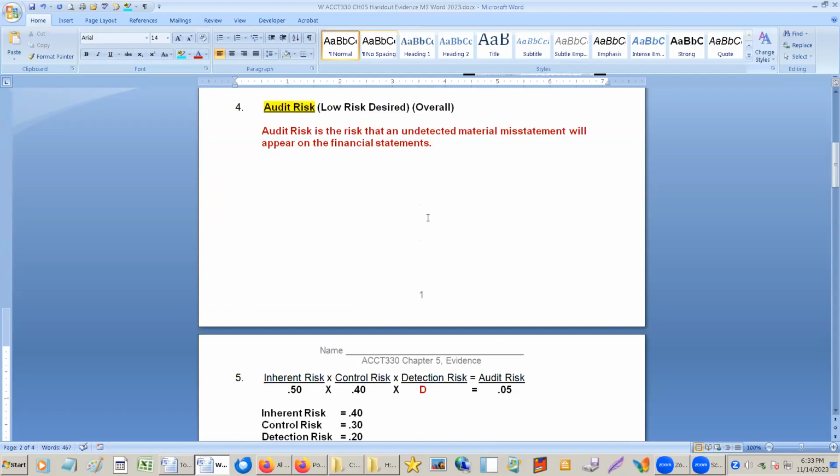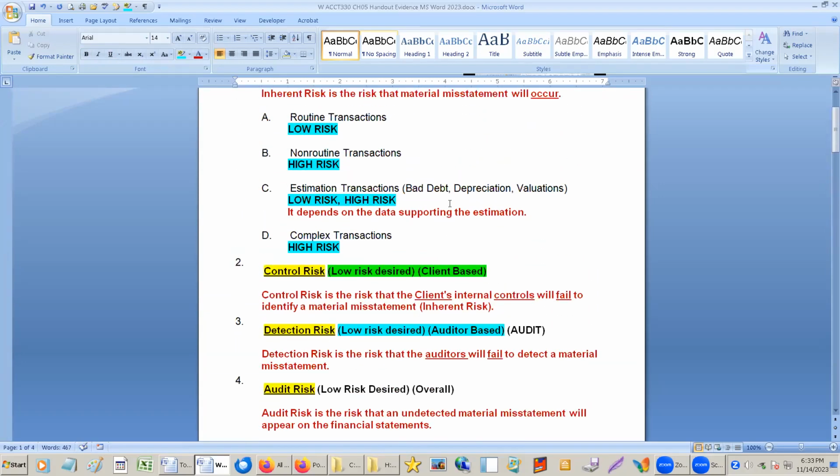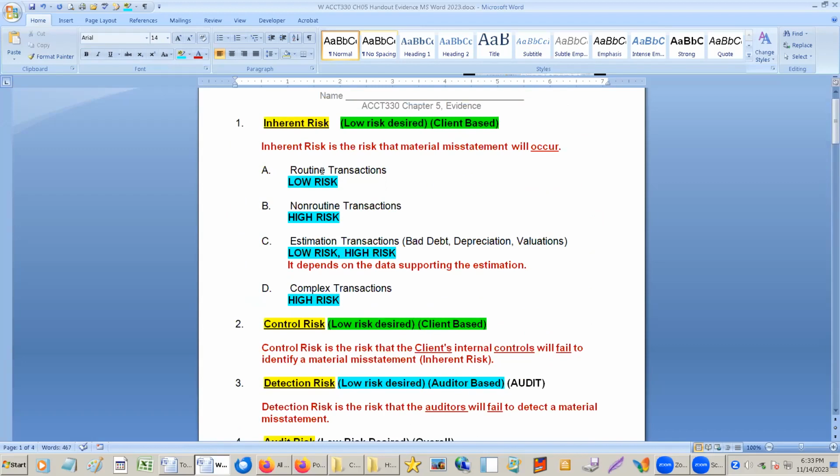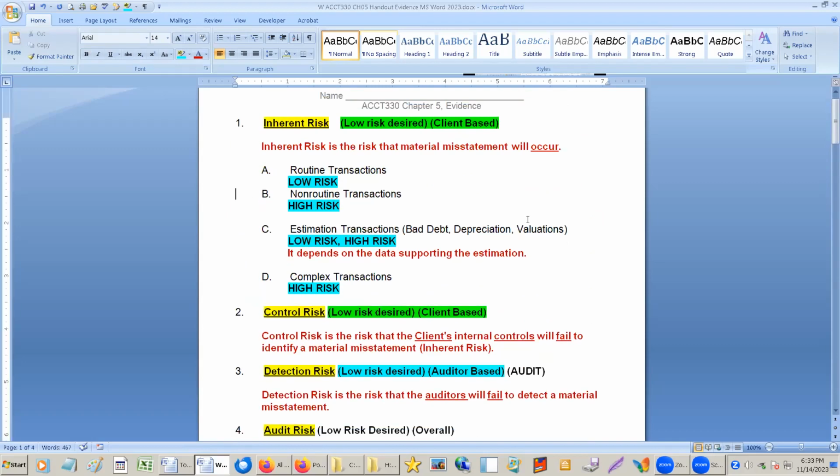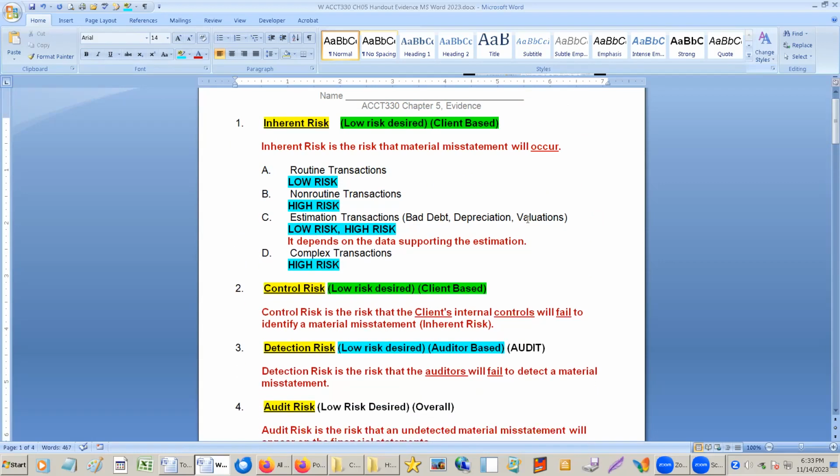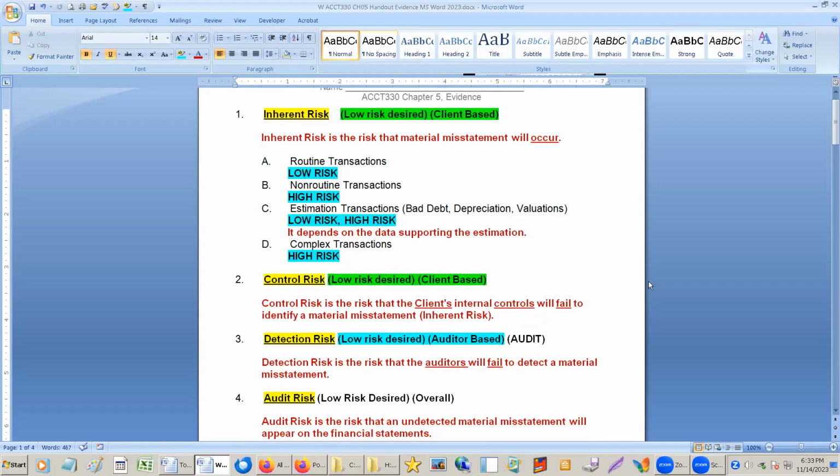All right, now let's go to these risks here. I'm going to condense these just to get closer together. Okay, suppose you get a CPA question that says, to reduce the risk of the audit, you should reduce the inherent risk. True or false? Can you reduce the inherent risk?